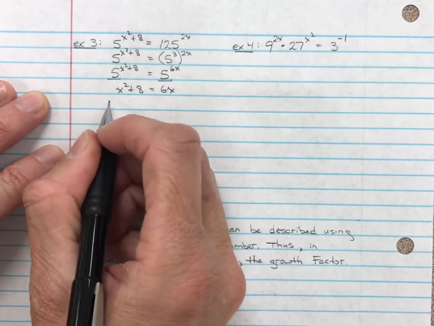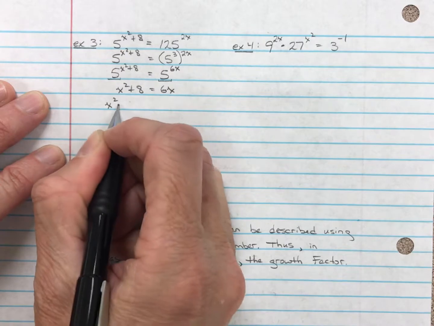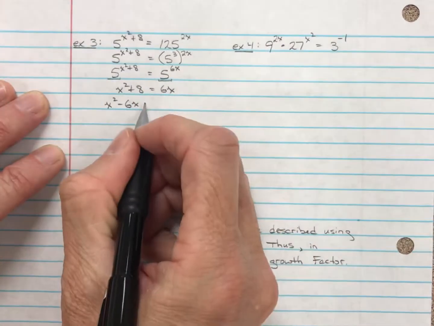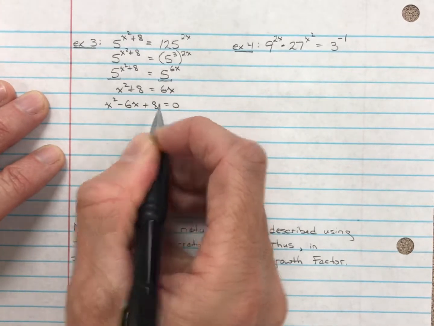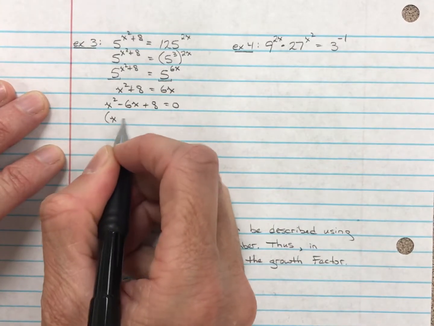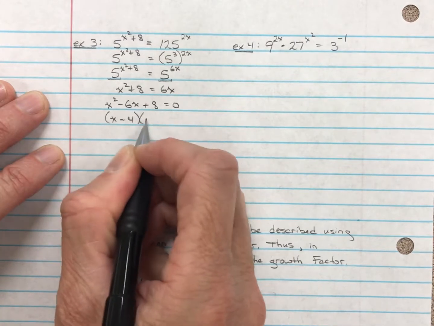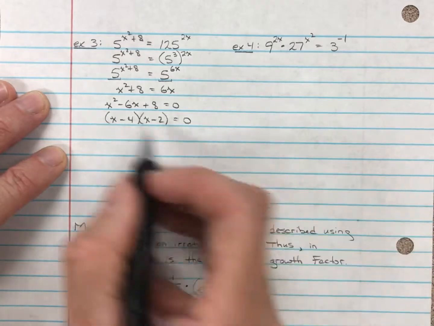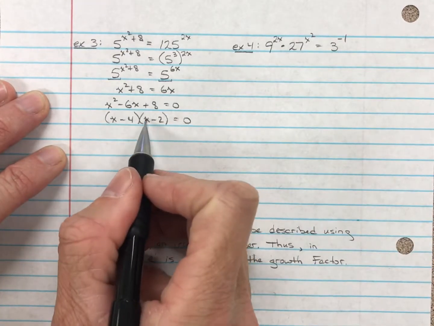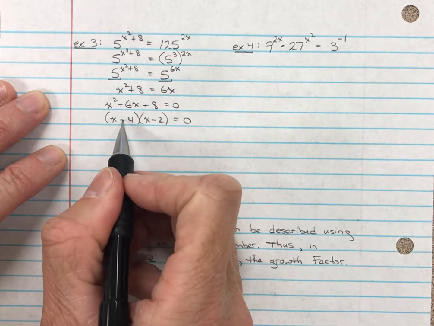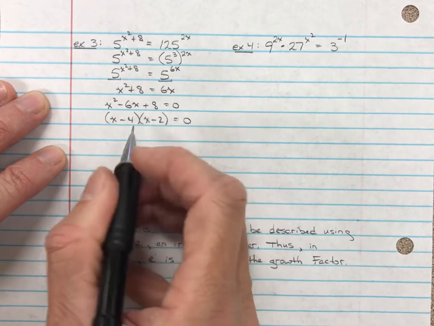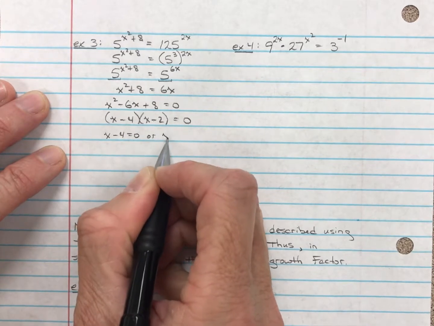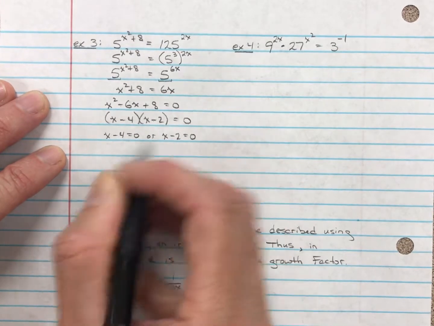But in any case, set it equal to 0. X squared minus 6x plus 8 is equal to 0. Turns out this one is factorable. X minus 4 times x minus 2 is equal to 0. X squared minus 2x minus 4x is minus 6x. Negative 4 times negative 2 is positive 8. So x minus 4 equals 0, or x minus 2 equals 0.